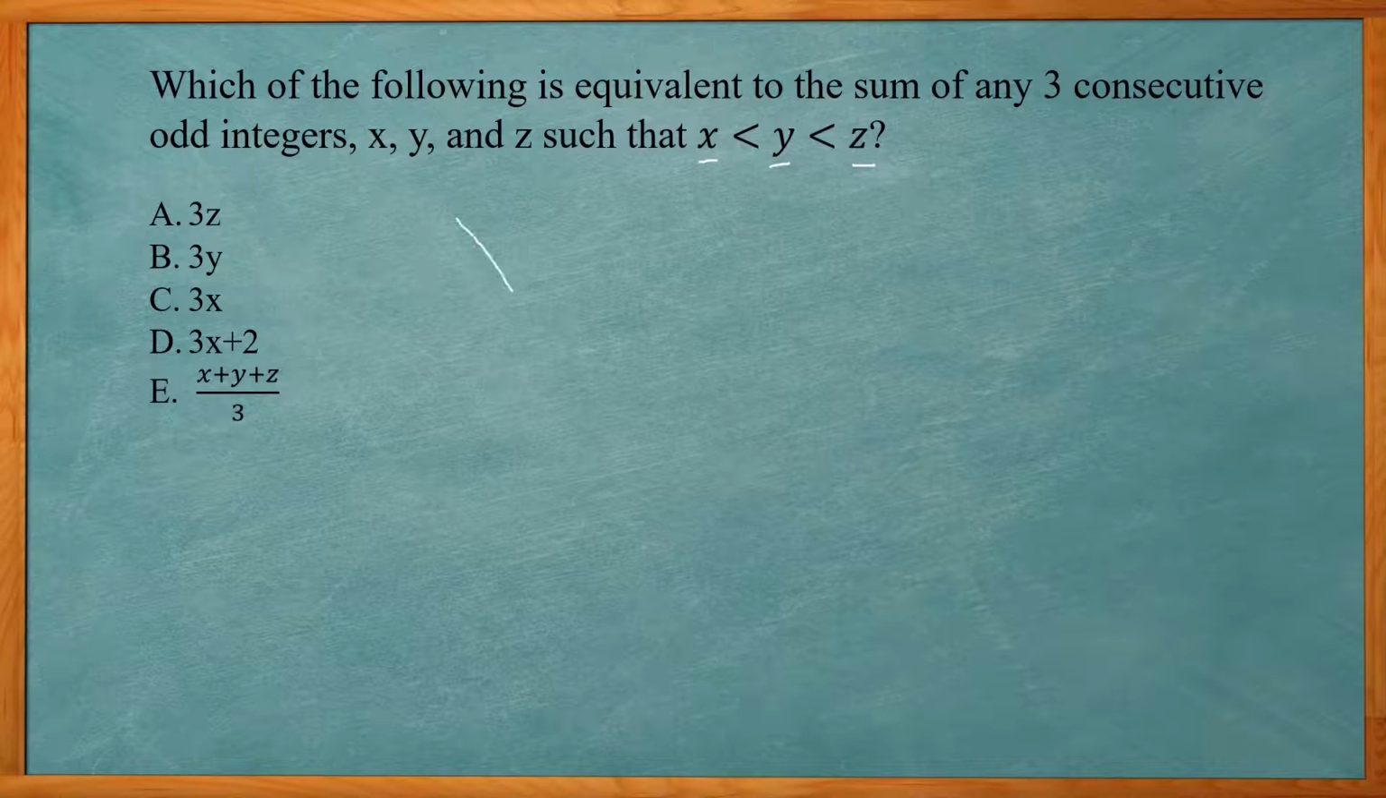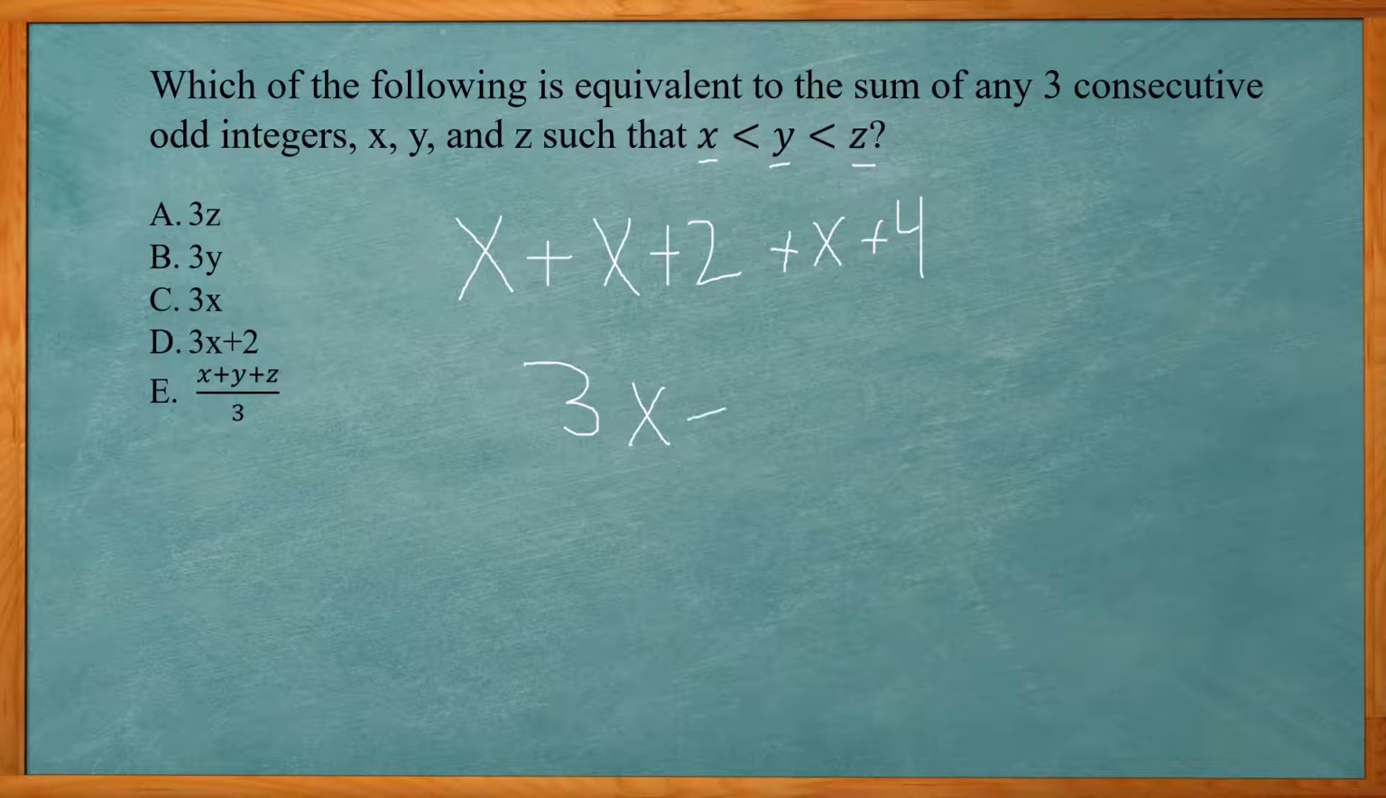Now remember, we have x plus 2 plus x plus 4, and that would be 3x plus 6. And that is not one of our answer choices, so if we look here, remember we said before that the middle term, in this case y, would be the average of all 3 numbers.